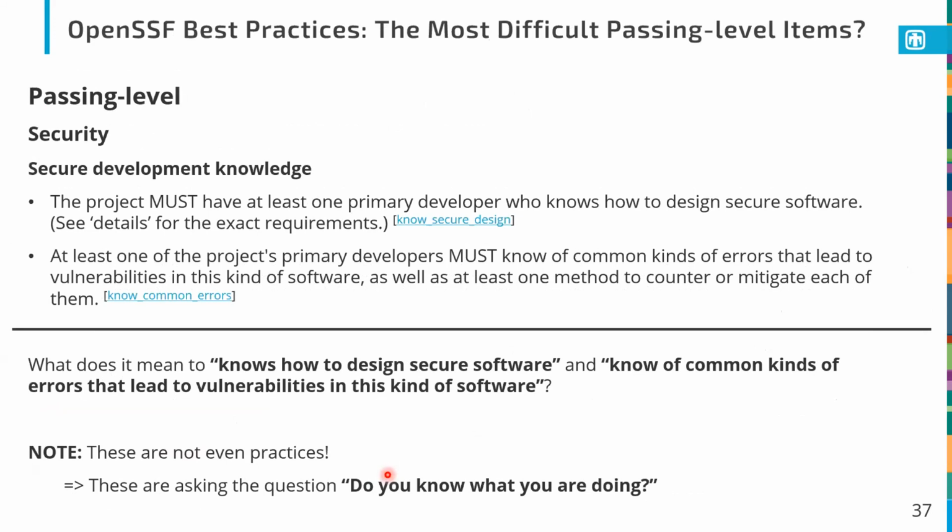So in my view, for probably most projects and most people, these two passing level security criteria are the most difficult to satisfy, okay? The project must have at least one primary developer who knows how to design secure software, and at least one of the project's primary developers must know the common kinds of errors. What do they mean by knowing secure software? How to design software, or know the kinds of vulnerabilities.